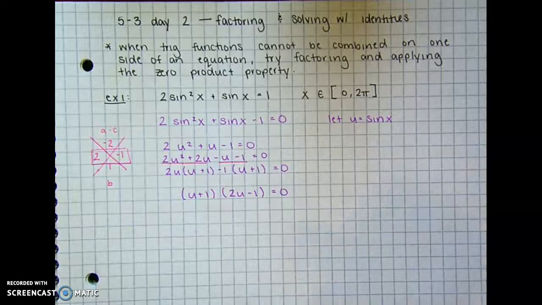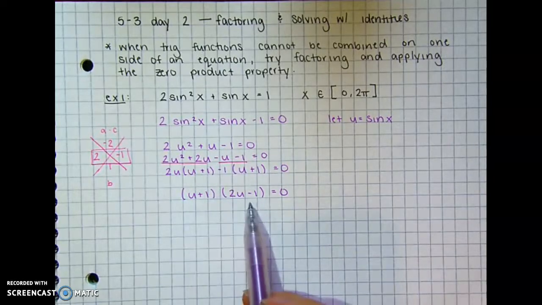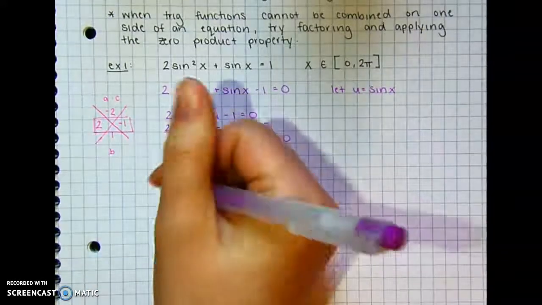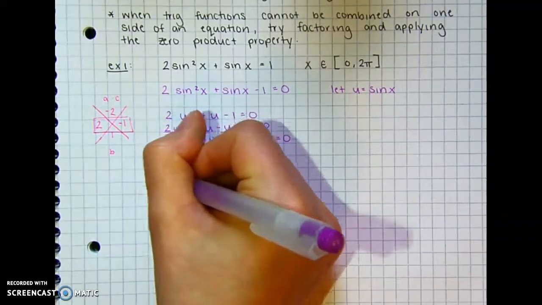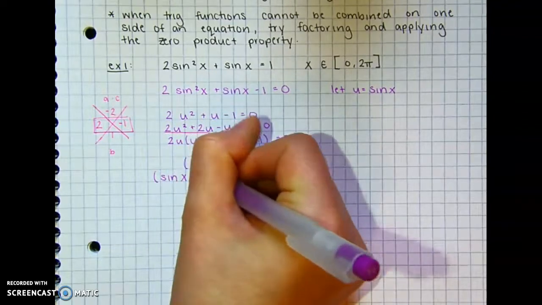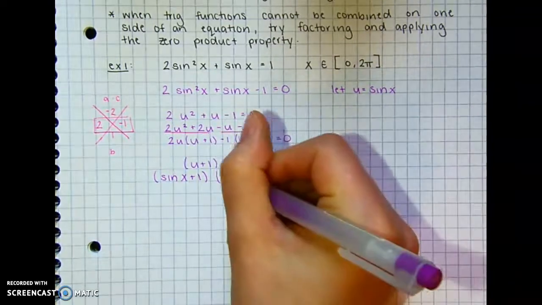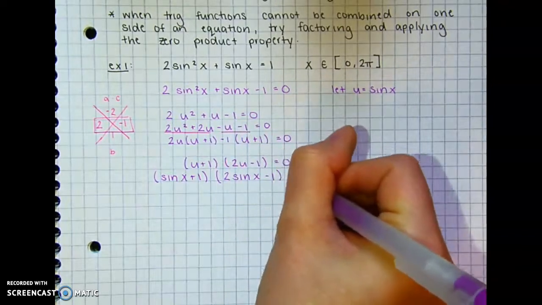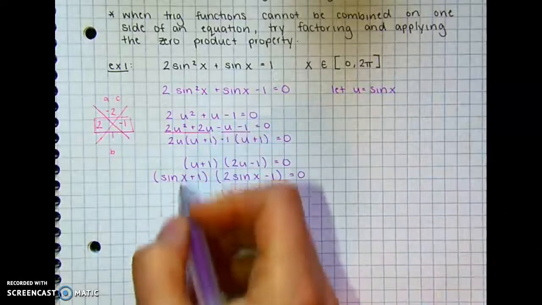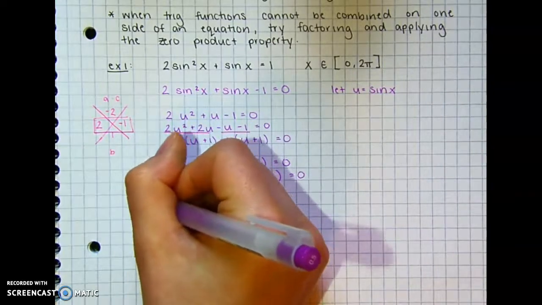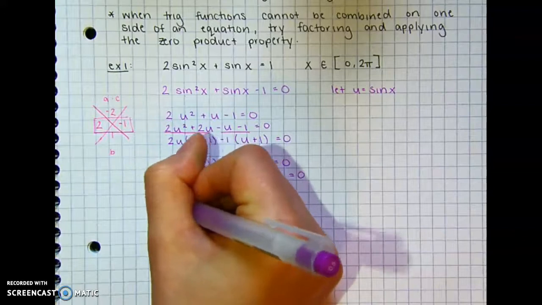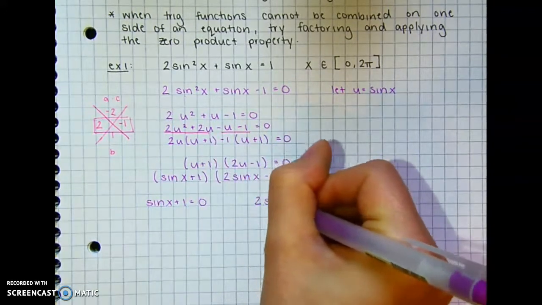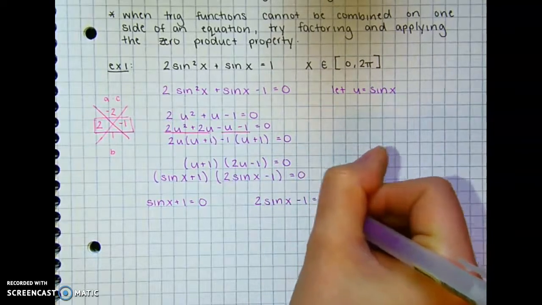And now I can use the zero product property and also switch it back to sine. So this isn't u plus 1, it's sine of x plus 1. And this isn't 2u minus 1, it's 2 sine of x minus 1. So now I use the zero product property, and then it's like the problems that we did the other day. So sine of x plus 1 equals 0. 2 sine of x minus 1 equals 0.